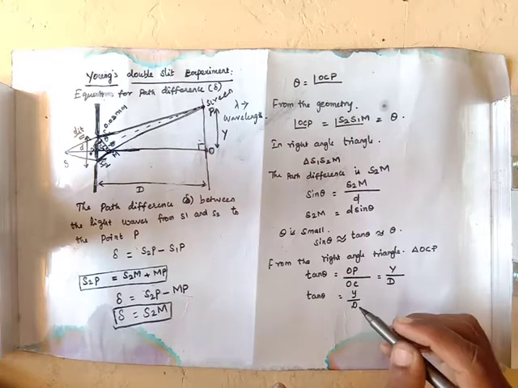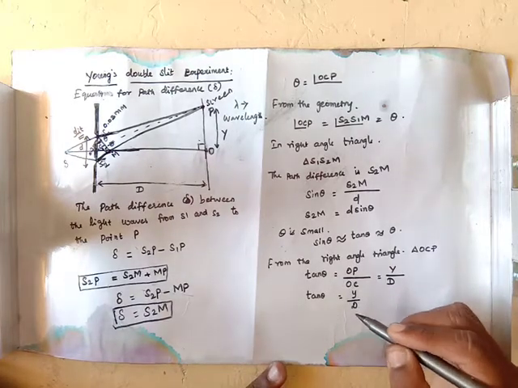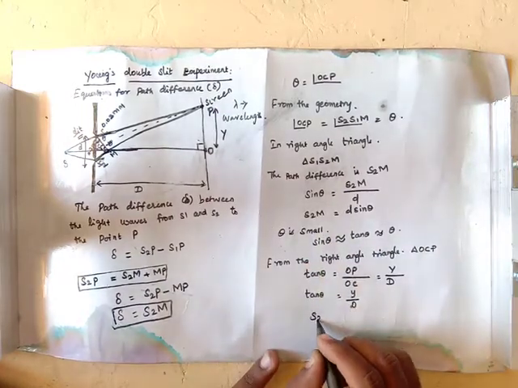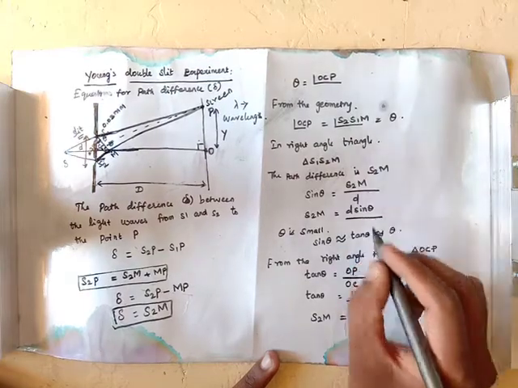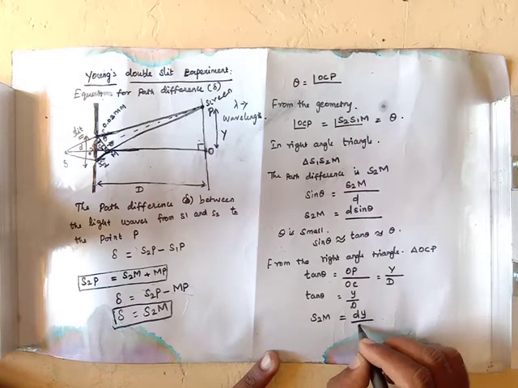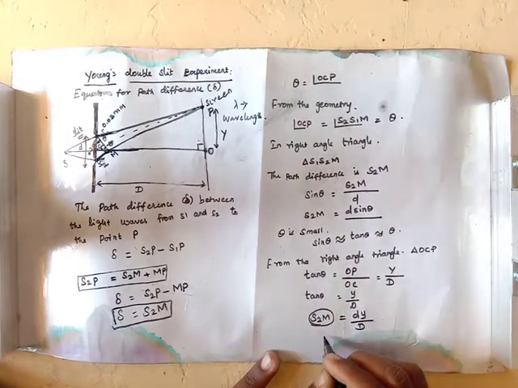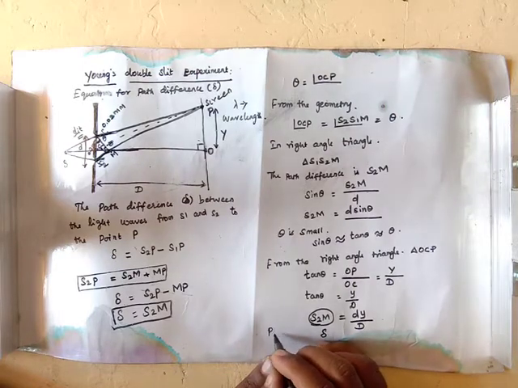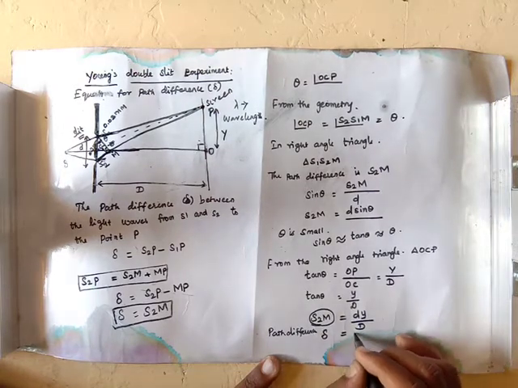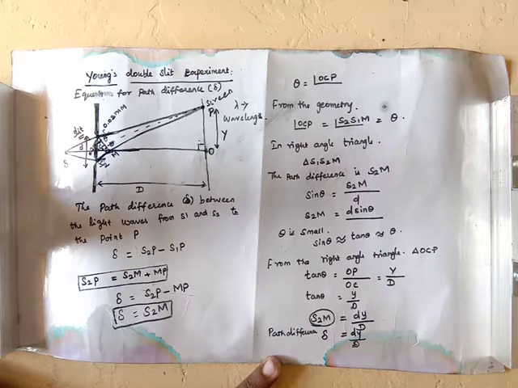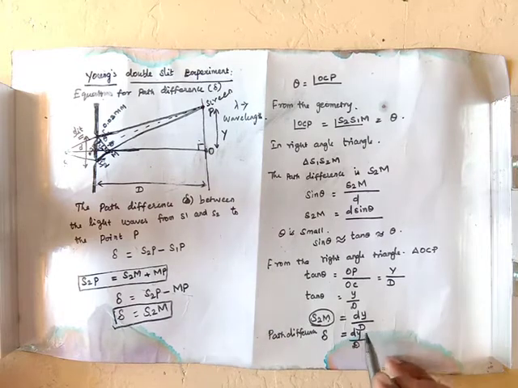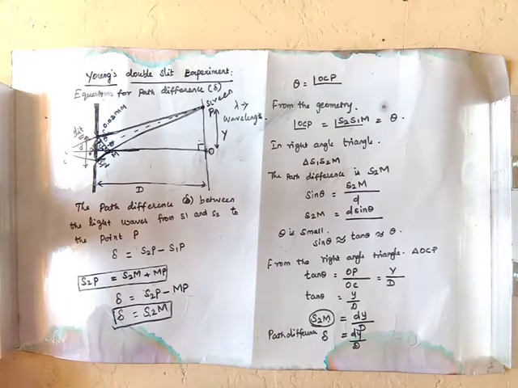We know that sin theta is approximately equal to tan theta. So we can write S2M is equal to d sin theta, which is approximately d times y divided by D. Already you know that S2M is equal to delta, the path difference. So the path difference delta is equal to d y divided by D. This is the derivation for the path difference.